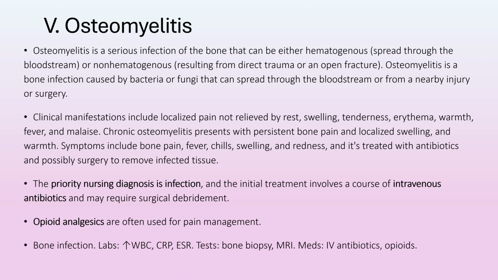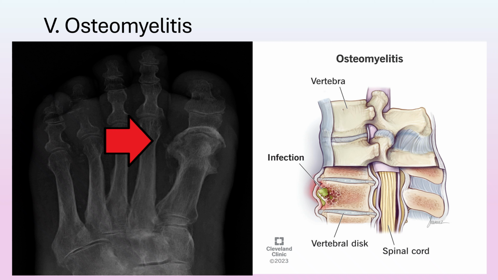Bone infection, labs: increase in white blood cells, CRP, ESR. Tests: bone biopsy, MRI. Then meds: intravenous antibiotics, opioids for pain. Nursing: we have wound care, monitor for sepsis. I'm going to show you some pictures, and here you see how this looks in the X-ray, and this is inside the bone.